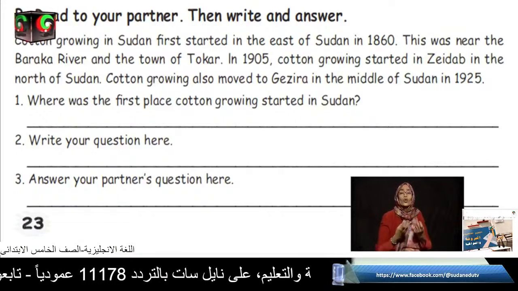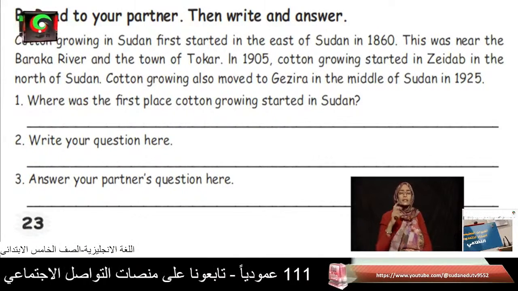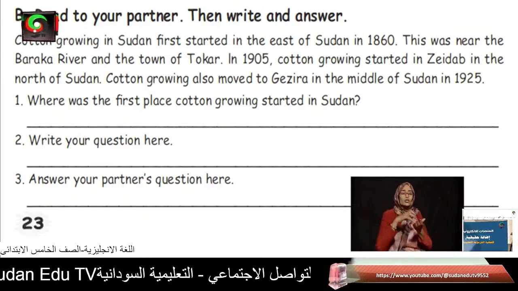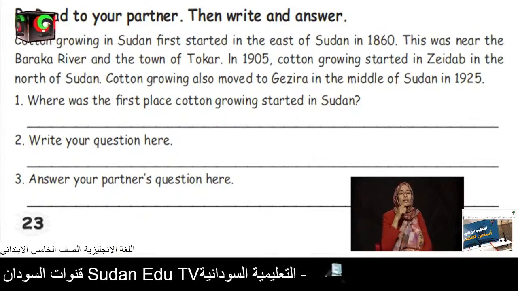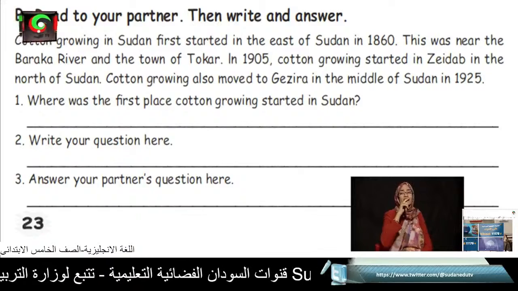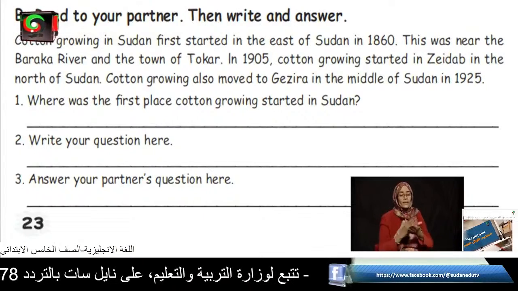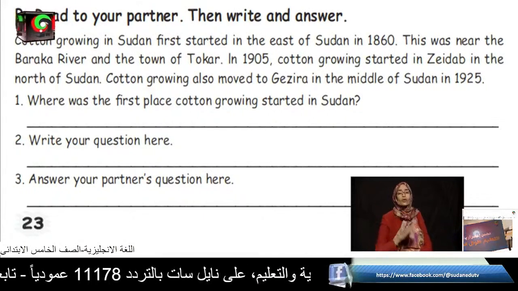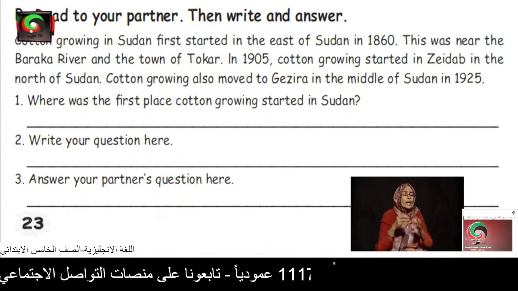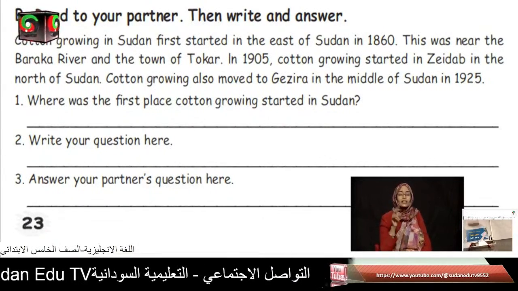Cotton growing in Sudan first started in the east of Sudan in 1860. This was near the Baraka River and the town of Tokar. In 1905, cotton growing started in Zidab in the north of Sudan. Cotton growing also moved to Jazeera in the middle of Sudan in 1924. Let's read question 1 together. Where was the first place cotton growing started in Sudan? Look at the passage to find the answer. Okay?